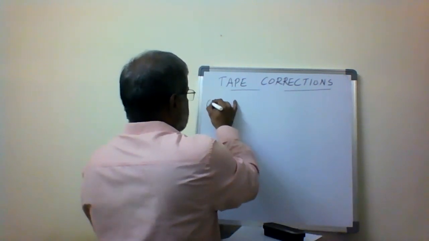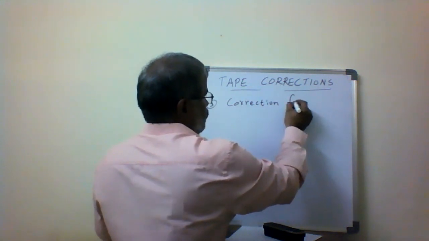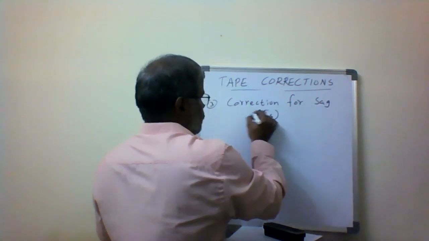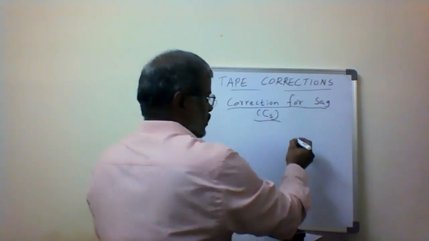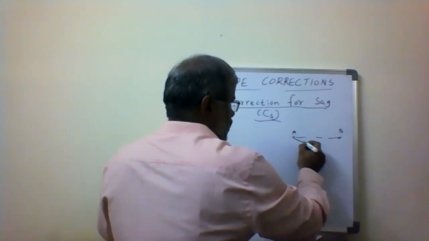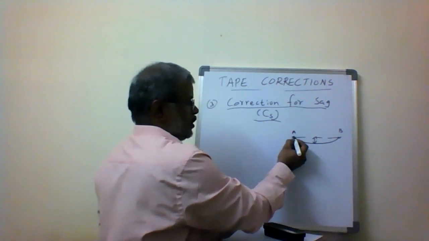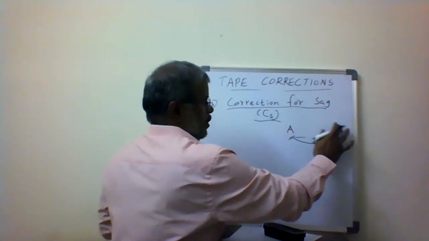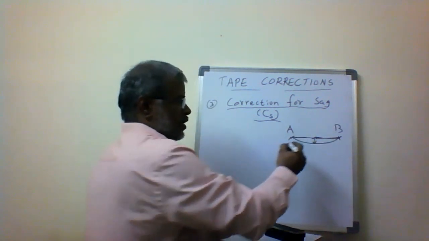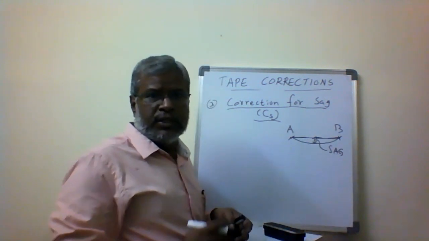Then the third one is correction for sag, CS. Sag correction. This is the distance between the 2 points. The tape is going to sag between the 2 supports. This is support A and this is support B. In that, the tape is going to be stretched. This is what we call sag. Sag is going to occur in the form of a catenary.